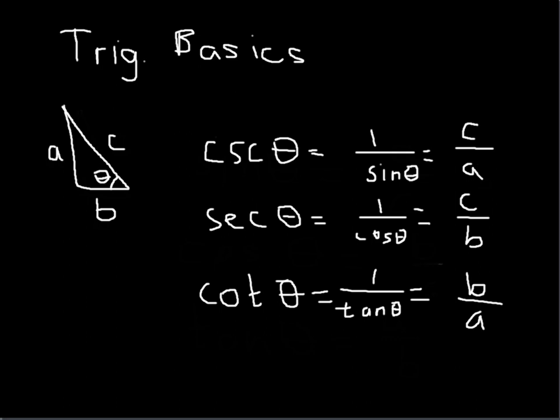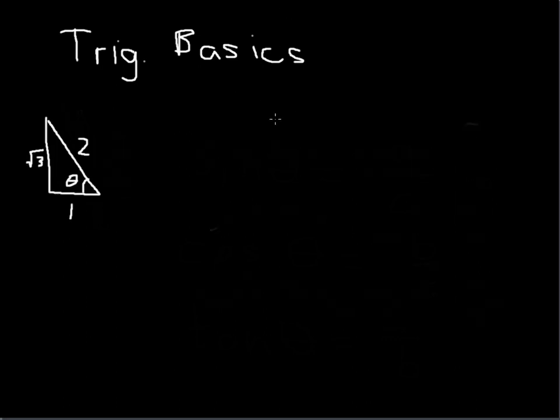when you get into geometry and the higher studies. Pause the video and try and find the answer to this problem. If you have a triangle that has hypotenuse 2, opposite root 3, and base 1, what are sine theta, cos theta, and tan theta going to be equal to?